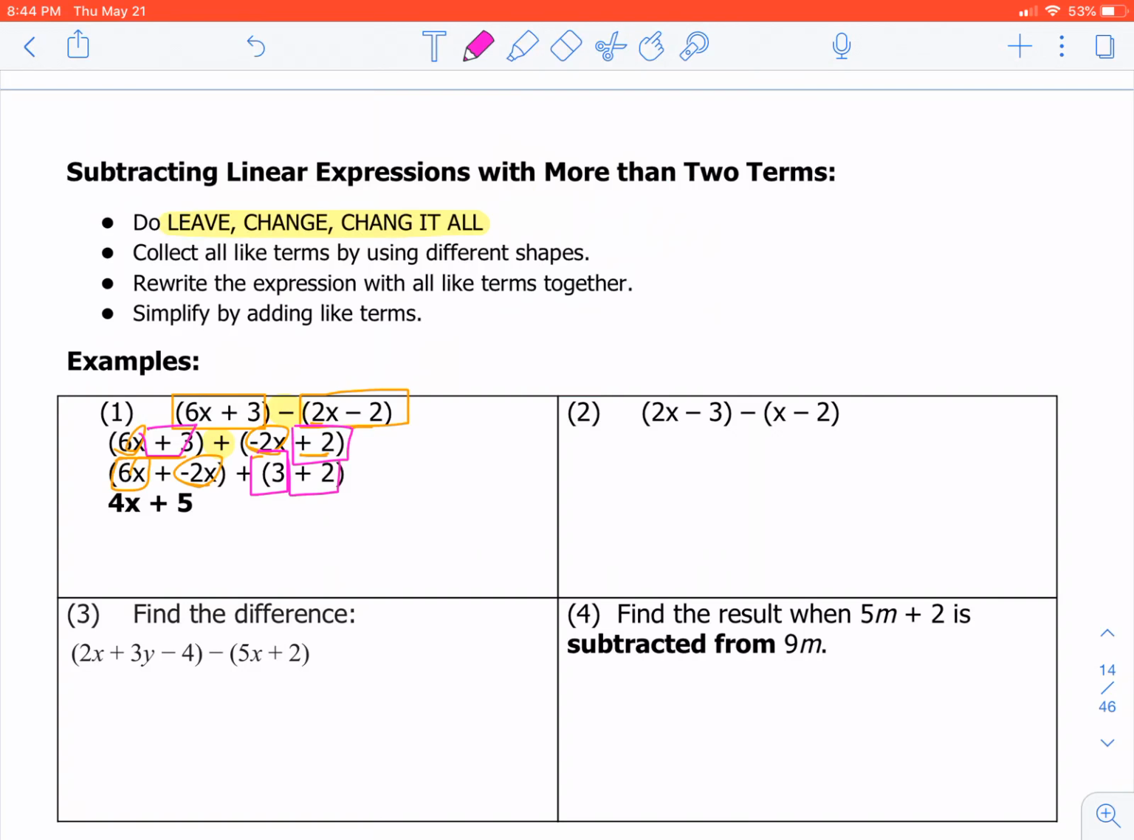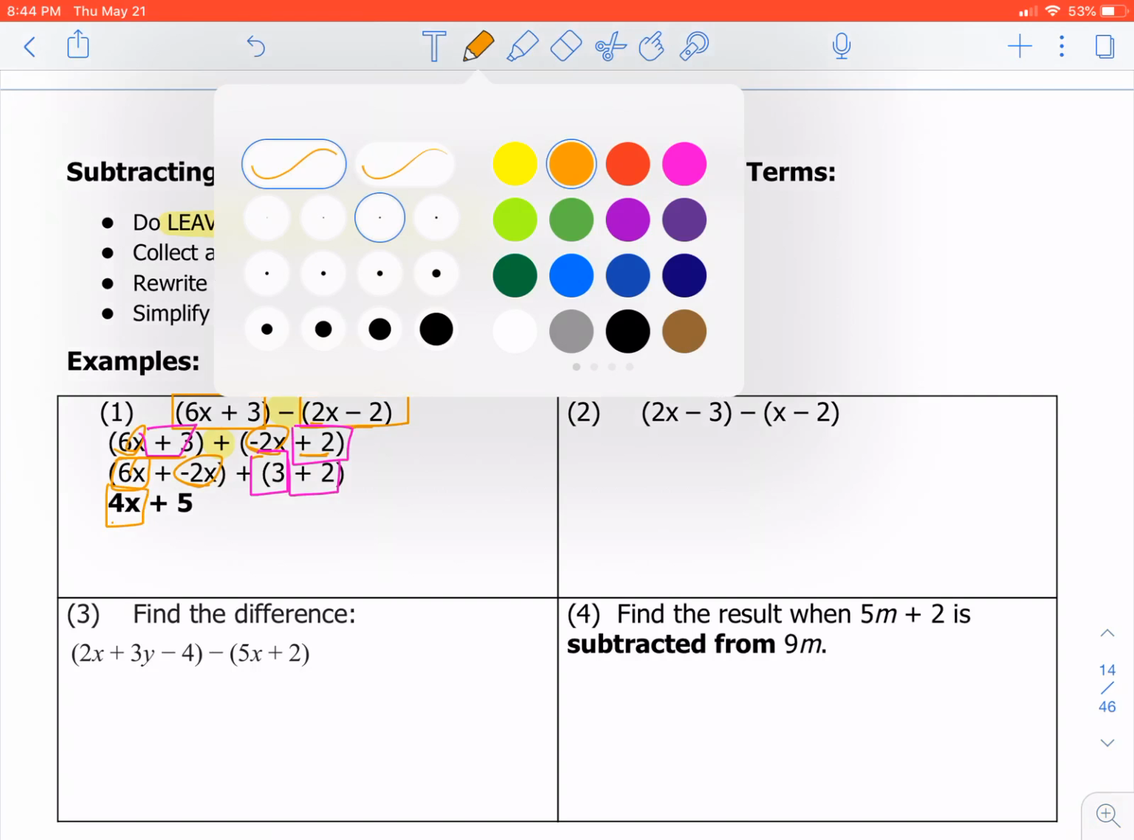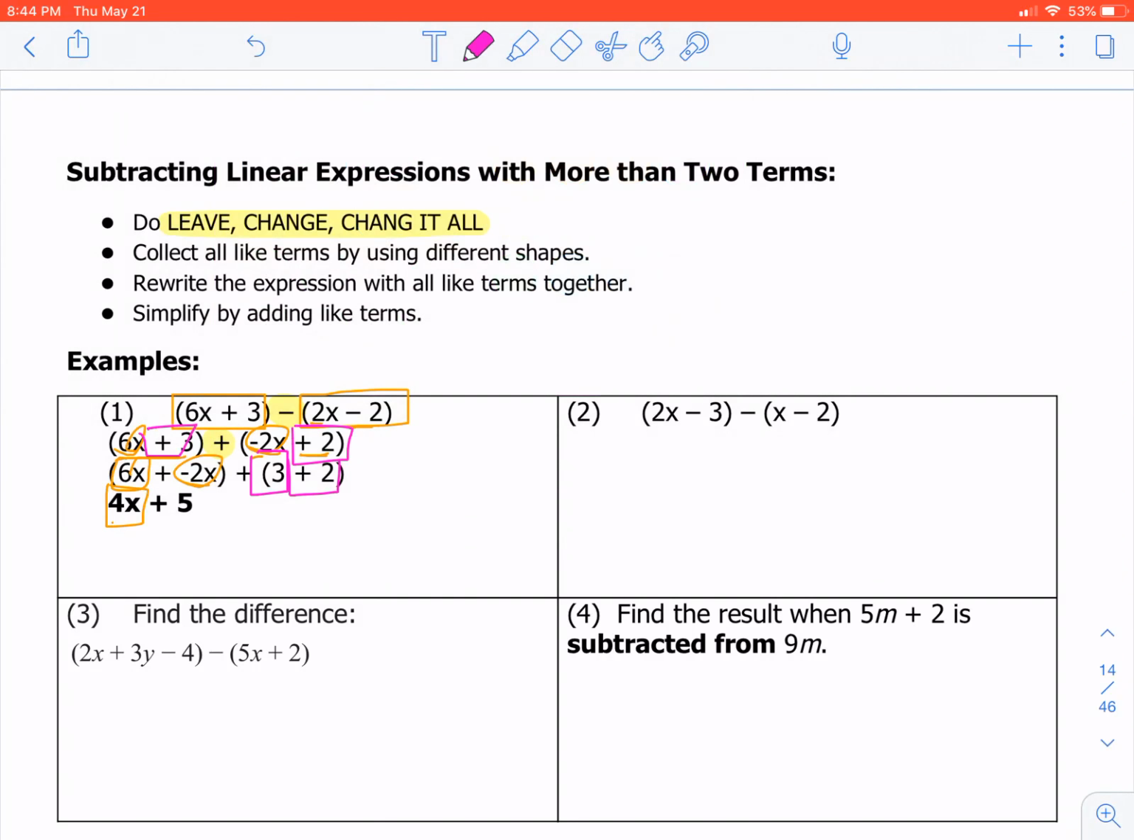So I have my orange circles, I have my pink squares. I can add those together. So I have 6 plus negative 2, that's my 4x. Then I have my 3 plus 2, that's my plus 5. That's a positive 5. Now, I can't combine those any further because x and no x are not like terms. So that is my answer, 4x plus 5.